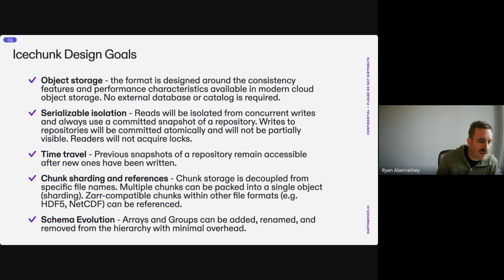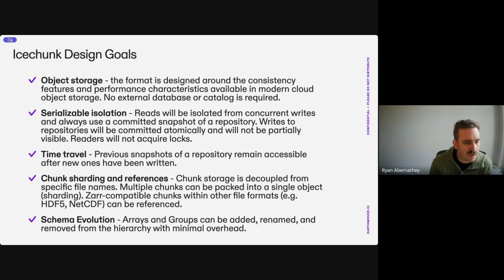So we wrote down some requirements that we wanted to satisfy in our design of Icechunk. First and foremost, we wanted it to be designed around the performance characteristics of object storage and leverage only object storage without having to rely on an external database or catalog or some other synchronization point. This concept of serializable isolation is really key to the design and was a core requirement. We wanted to be able to travel in time back to previous snapshots of our repositories after they'd already been written.